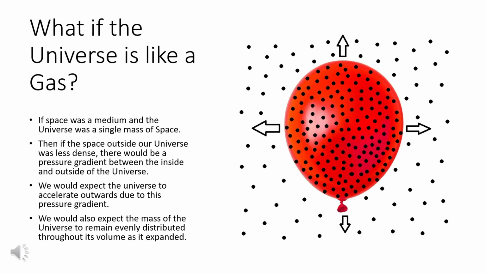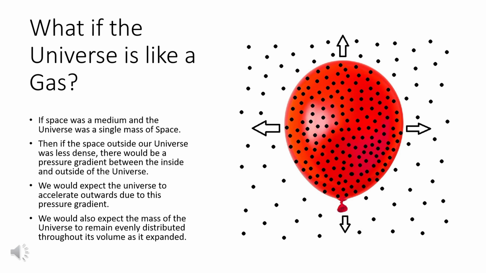If we look at the air inside a balloon, we can see that the mass is evenly distributed throughout the volume of the balloon. If we look at the air outside the balloon at 1 atmospheric pressure, we can see that that air is also evenly distributed throughout the atmosphere. Even though both are evenly distributed, there is a pressure gradient between the inside of the balloon and the outside of the balloon, which creates an outward force on the balloon.